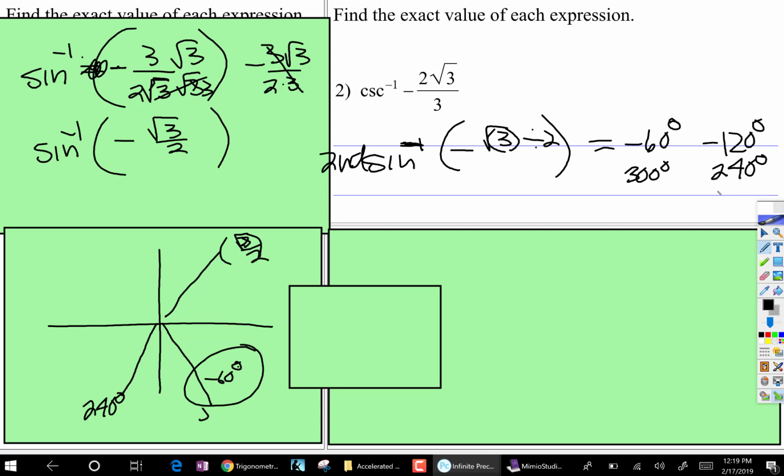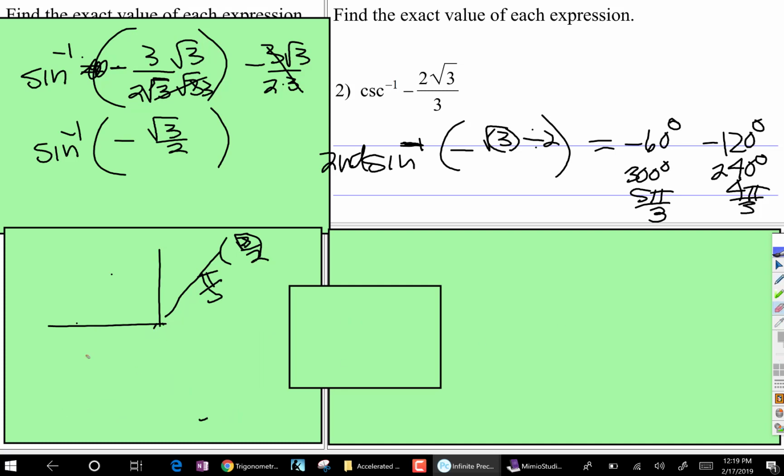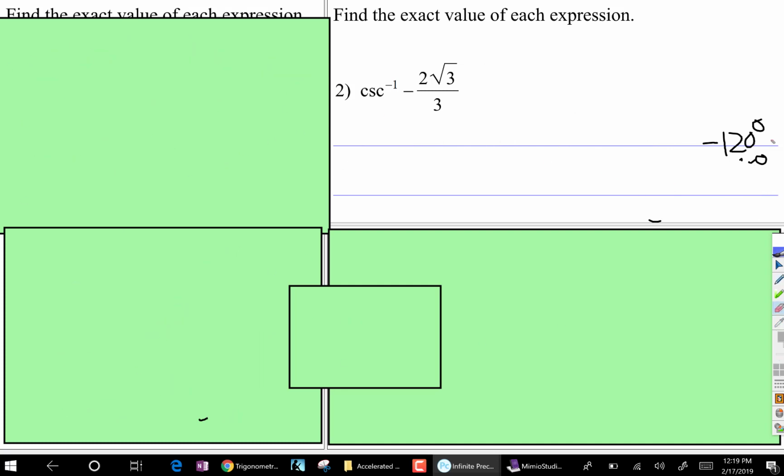And since we're talking about radians, this is 4 pi thirds, and this is 5 pi thirds, because 60 degrees is pi thirds. So 1, 2, 3, 4, 5. All right. So that's how we're doing that. Let's get rid of this stuff.